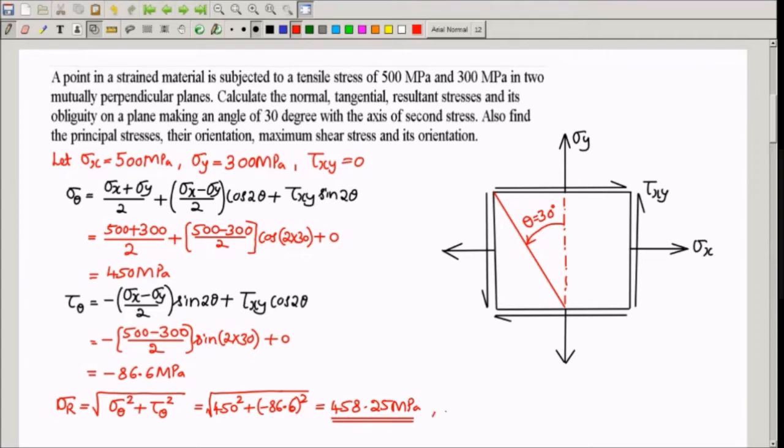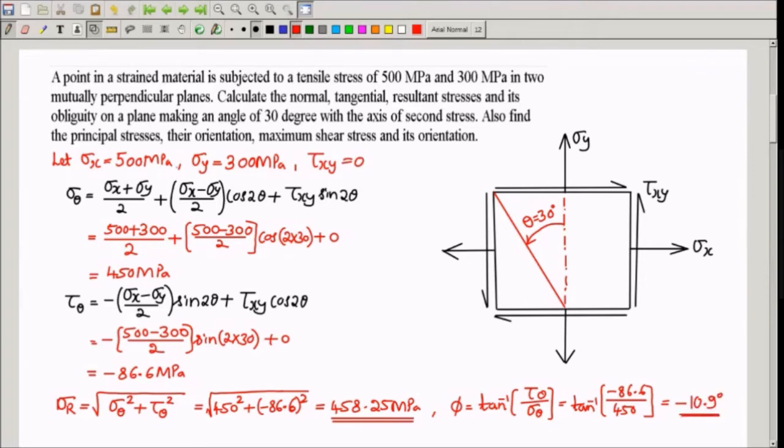The angle of obliquity means phi. In what direction this resultant is acting, that we can find out. Phi is equal to tan inverse of tau theta divided by sigma theta, equal to tan inverse of minus 86.6 divided by 450. It comes out to be minus 10.9 degrees.